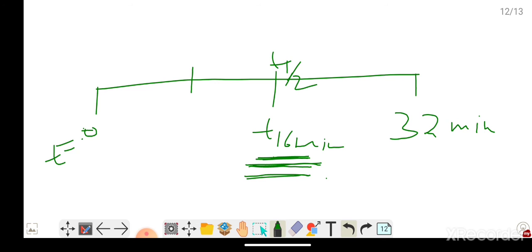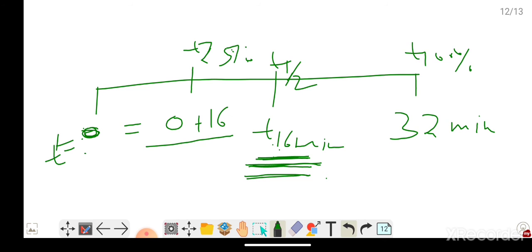Now, it is T 100%. Now for T 25%, what is T 25%? So T 25% is calculated by the average of these two, T is equal to 0 and T is equal to 16 minutes. So 0 plus 16, by 2, is equal to 8 minutes.